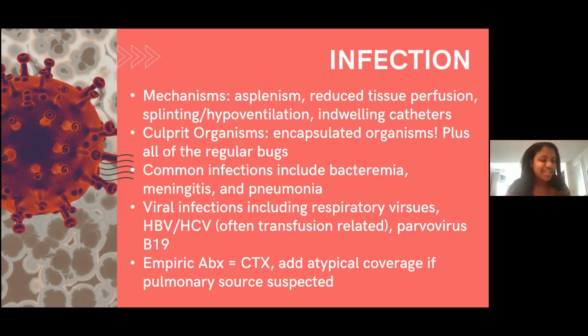Yes, thank you, Annie, for listing the encapsulated organisms. Most commonly, we'll see E. coli, strep pneumo, Neisseria, H. flu, and Klebsiella are the classic ones, but there's more as well. So empirically, patients with fever and sickle cell disease will get your standard ceftriaxone, a third generation cephalosporin. Some places use cefotaxime instead of ceftriaxone. And if you're worried about a pulmonary source, definitely add atypical coverage. This is above and beyond what we typically do for sepsis and infections. If we're worried about MRSA, obviously give vanc, but your empiric therapy is going to be a third generation cephalosporin.